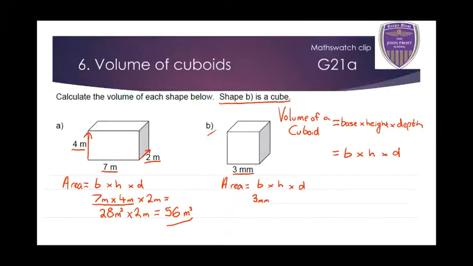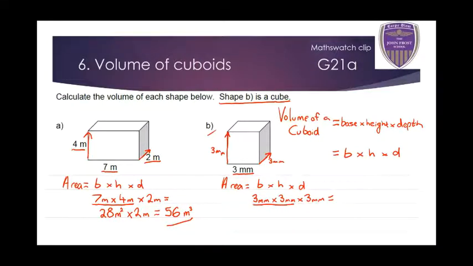So if the base is 3 millimeters, that must mean that the height is 3 millimeters, which also means that the depth of the shape is 3 millimeters. Because all these distances are the same, I now know what the base, height, and depth are going to be if I'm told one of the sides. So the base was 3 millimeters, the height is also 3 millimeters, and the depth is also 3 millimeters. Now I just need to multiply these together to get my final answer.